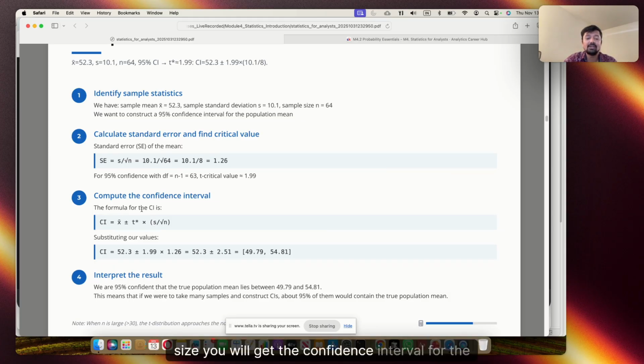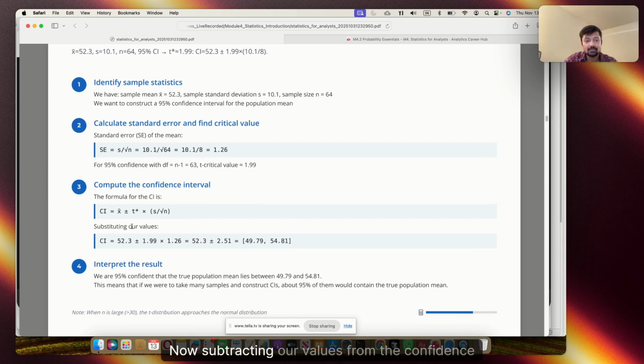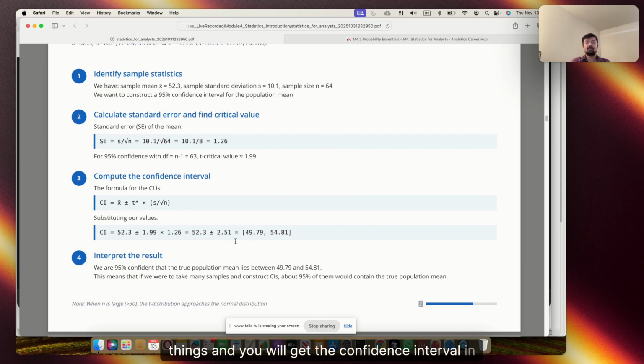You will get the confidence interval from the formula. Now, subtracting our values from the confidence interval formula, once you get it, you can add and subtract the information that we got, like the critical value. You can add the standard error. So that's how you first add those things and then subtract those things, and you will get the confidence interval in the range of about 49 to 54 for this particular data set.